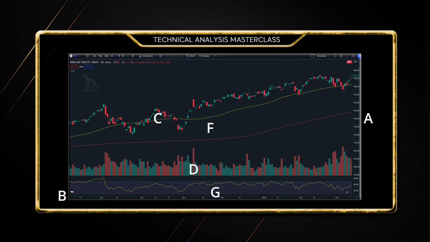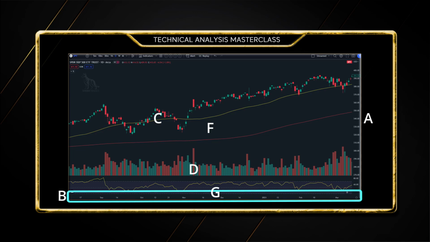But you could look across horizontally and look at a certain price point and see what it was trading at on a particular day. So the price is on the right hand side, or the vertical axis. Now on the bottom, or the horizontal axis, indicated by the letter B, you have the time frame. And the time will go from the left to the right.